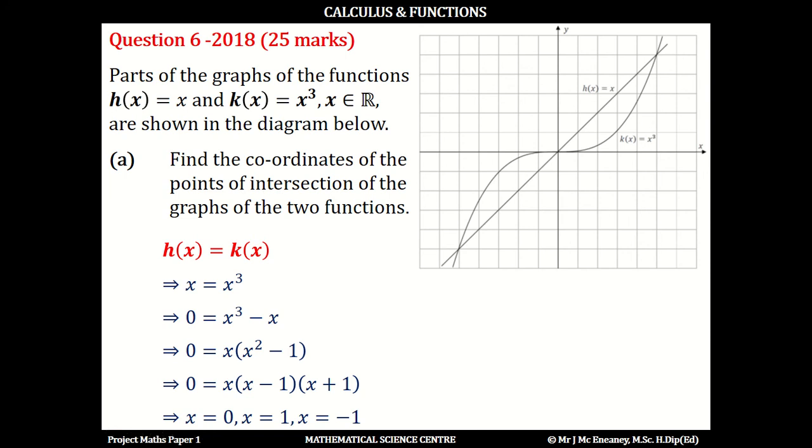Now we want to find the coordinates. We have the x coordinates, we want to find the corresponding y coordinates. So we can use either h of x or k of x. So h of x would be easier to use. So this just states y equals x. So if x is 0, y is 0. Next of all, if x is 1, y is 1, and if x is minus 1, y is minus 1. So here we'd have the coordinates minus 1, minus 1. Here we've got 0, 0, and then up here we've got 1, 1.